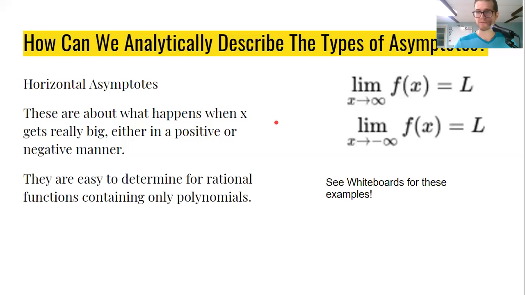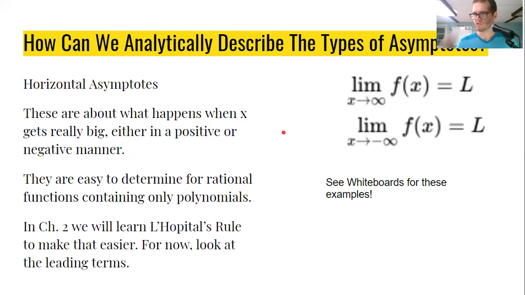They're super easy for rational functions containing only polynomials. In chapter 2, we're going to learn about L'Hopital's rule. That'll make that easier, but for now we're just going to look at the leading terms, which more or less is L'Hopital's rule anyways. If you remember, at the end of the year last year, we did a couple of different ways of doing this, via polynomial division.